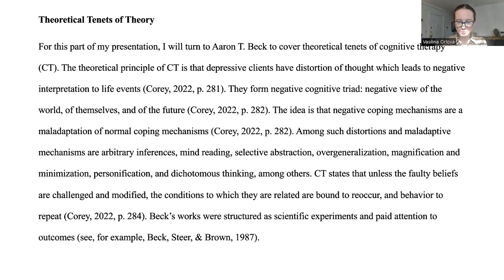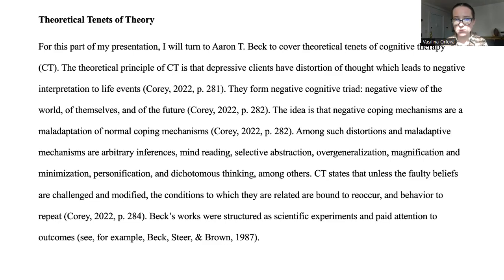For this part of my presentation, I will turn to Aaron Beck to cover theoretical tenets of cognitive theory. The principle is that depressive clients have distortions of thought, which lead to the negative interpretation of life events. Because some people have life events, but they don't slip into depression, and then some will. So he suggested that those who do form a negative triad, a cognitive triad. They begin negatively viewing themselves, the world, and the future. And the idea is that these maladaptive coping mechanisms are distortions of the beneficial, positive coping mechanisms that occur in some cases. Such mechanisms, he identified them, and I think this is a very useful identification.